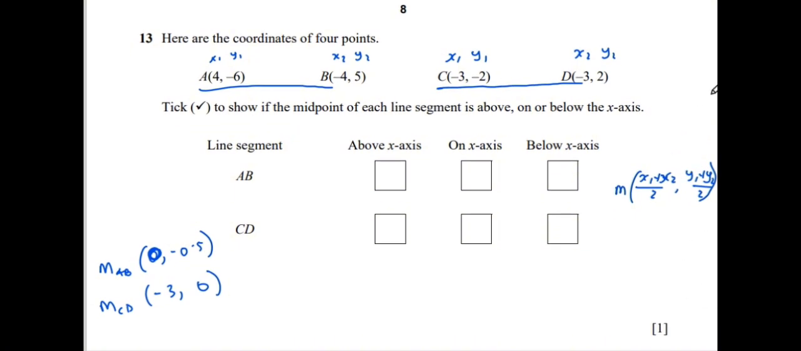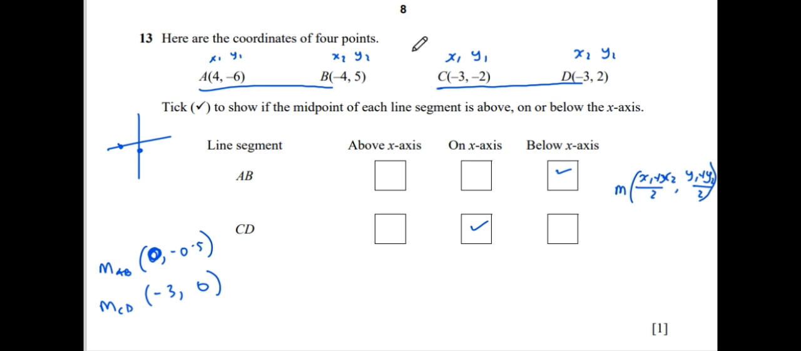Okay, so solving for the midpoint of A and B, I have these values. Solving for the midpoint of C and D, I have that value. If you plot this point on the Cartesian plane, you will notice that this point will be somewhere here. That's the midpoint, which is below the x-axis. Then for this one, x is minus 3 and y is 0, which will be somewhere here, on the x-axis. So that's how the answer to that one is going to look.